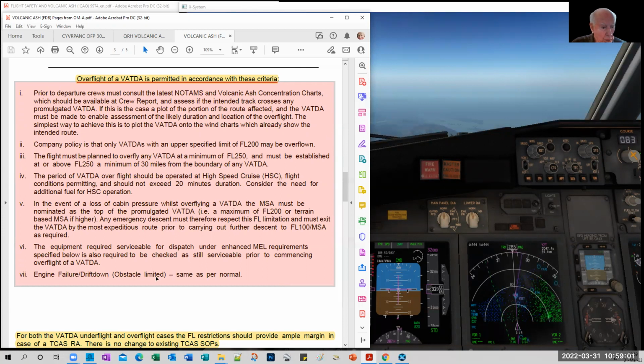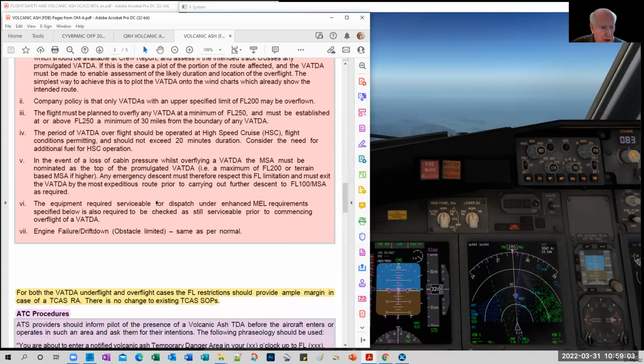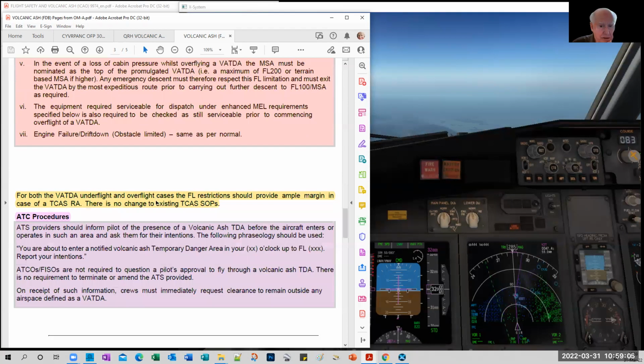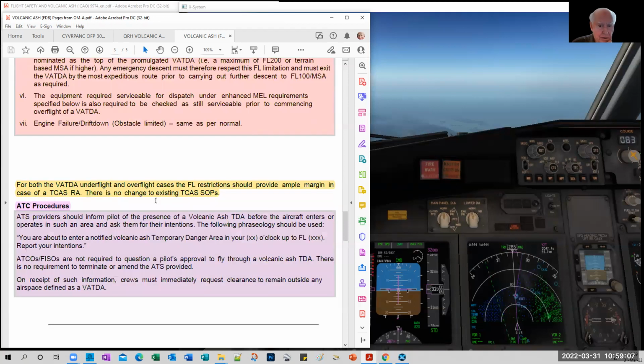So let's go to the next statement that this company has issued for both the VAT underflight and overflight cases. The flight level restrictions should provide ample margin in the case of TCAS RA. There is no change to TCAS SOPs. So that's something that all companies would be wise to adopt.